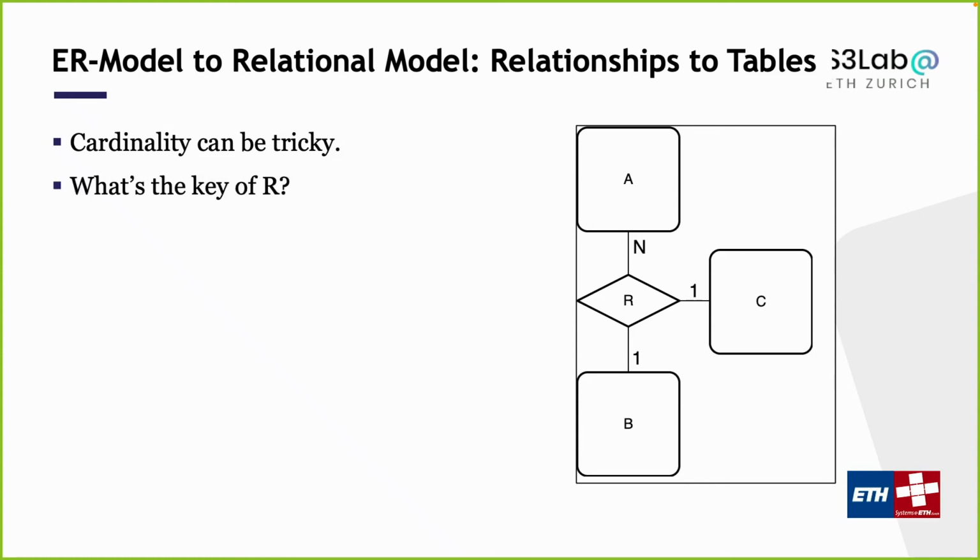Now I want to do the translation. I will have a single relation R with three attributes, right? Corresponding to the key of A, key of B, key of C. I think we all agree on that. What is the key of this relation, given this?